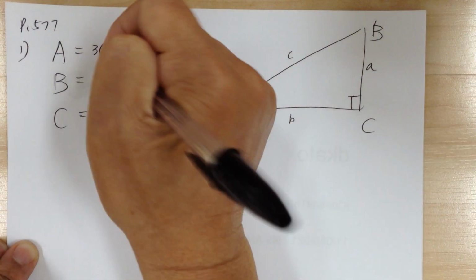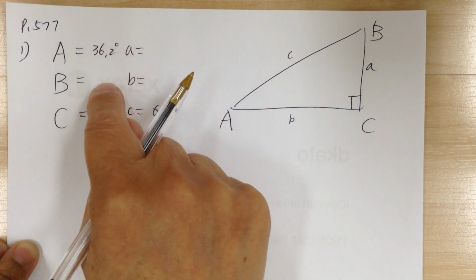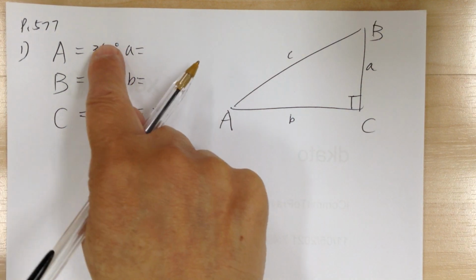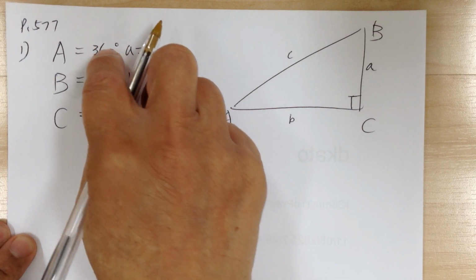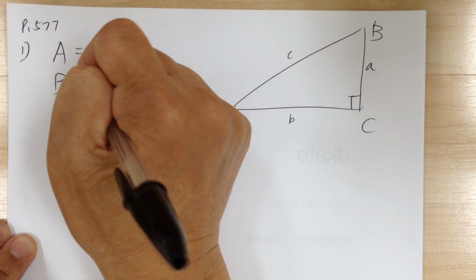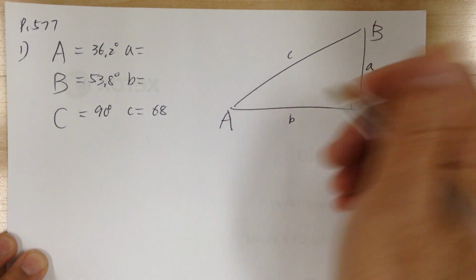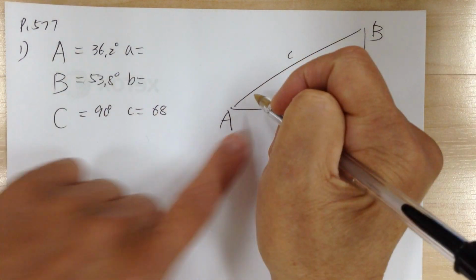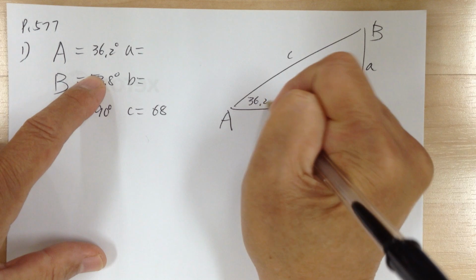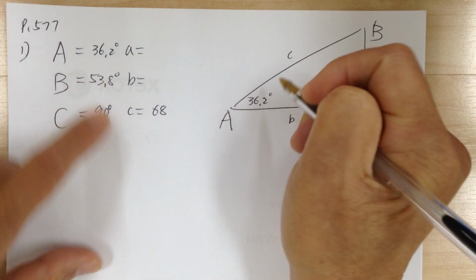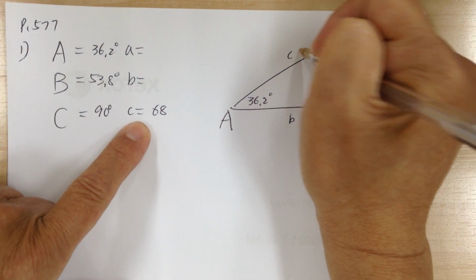Okay, so from here, again, the A and B are complementary angles, so you can use 90 minus that. So 90 minus 36.2 will give you 53.8 degrees. Okay, so let's go and put this in here. So the key angle you want is the 36.2 for the angle A, and c equal to 68.